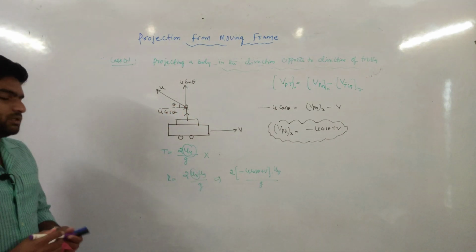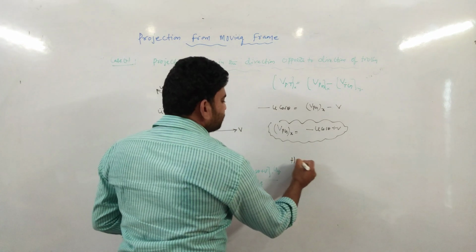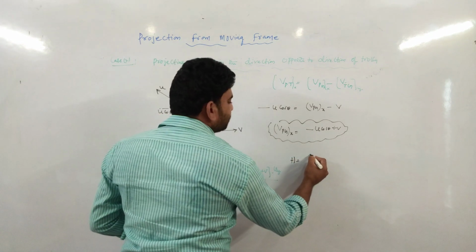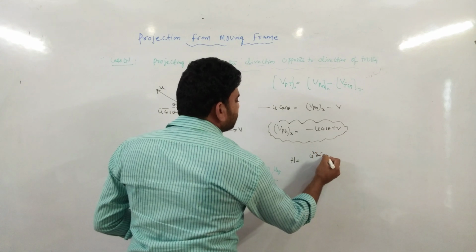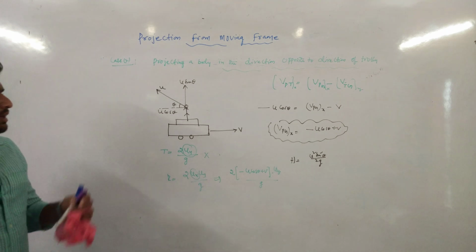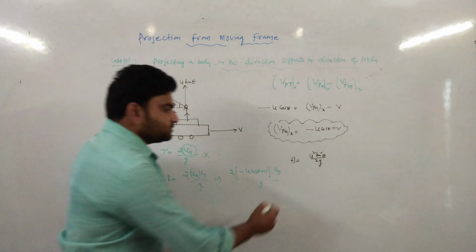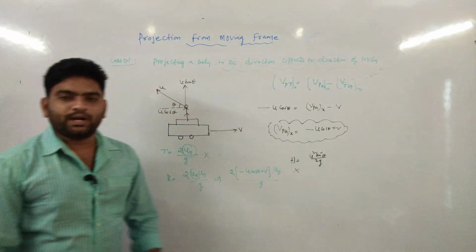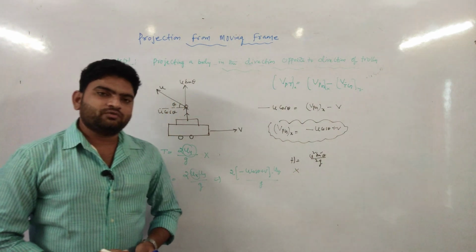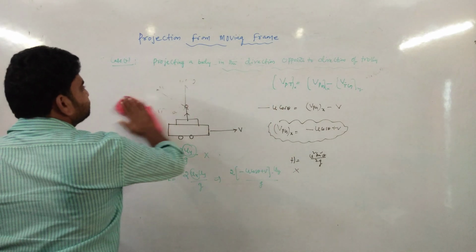And if I look at the third one, that is maximum height. The maximum height formula is generally u square sin square theta by 2g. Here also it depends on the vertical component, but there is no change in the vertical component, it is as it is. So there is no change in the maximum height also. This is case 2. Now we will see case 3.